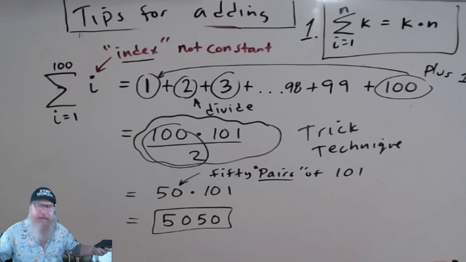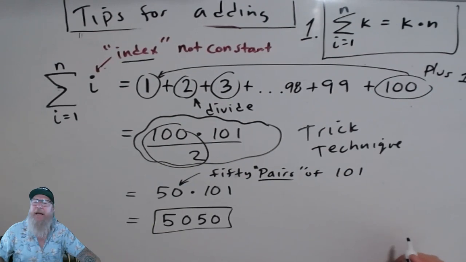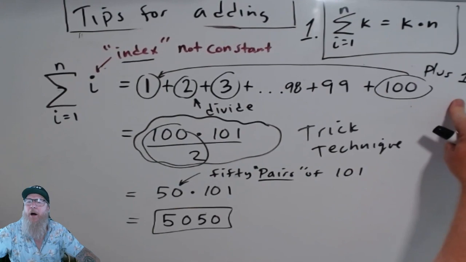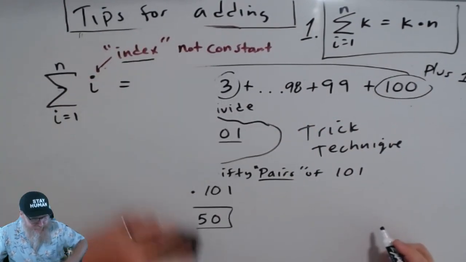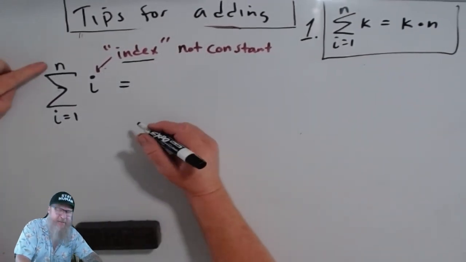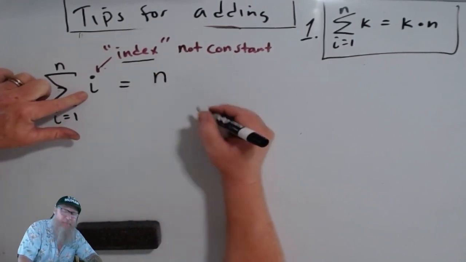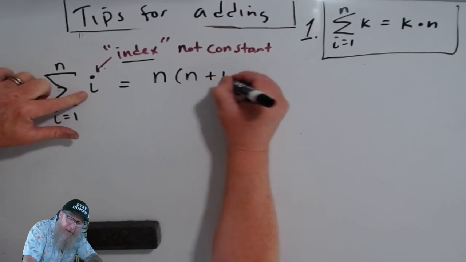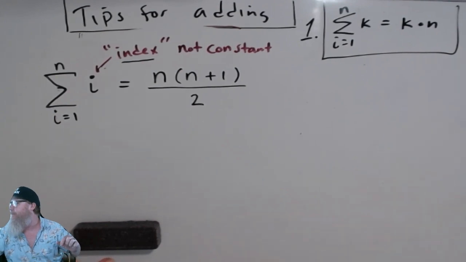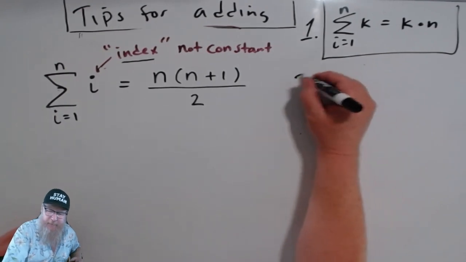All right, so what's the tip for this one? Well, the tip is it doesn't have to be 100. It could be n, so n would be the last number. Then you do plus 1, and then you divide by 2. So the next tip is the sum from i equals 1 to n of the index, just the index, is n, the last number, times one more than that number, n plus 1, all divided by 2. All right, so that's tip number 2.